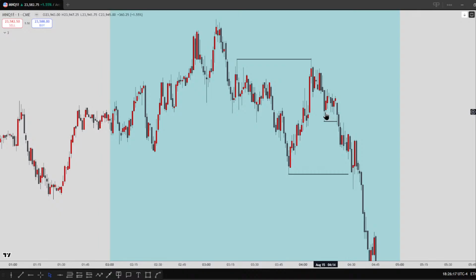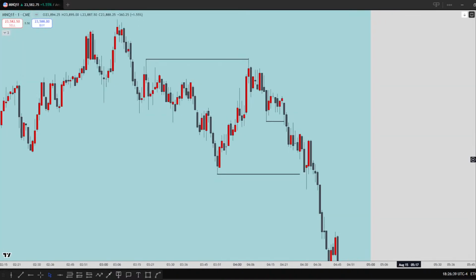You don't want to be going in with huge size just because you get the market structure shift after the liquidity sweep. You want to get your market structure shift with a swing point prior to the liquidity sweep. You can backtest that yourself, and yeah, implied fair value gap. I'm not seeing it.